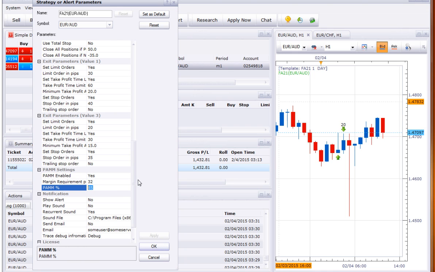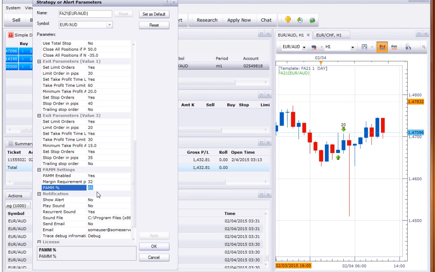And what this means is, FA21 is going to execute one trade at a time. It's not going to do multiple trades in the same currency pair. And what this 85 means, 85% is going to be used and applied to a trade depending on the equity in my account. So this 85%, you could set this to 10%.